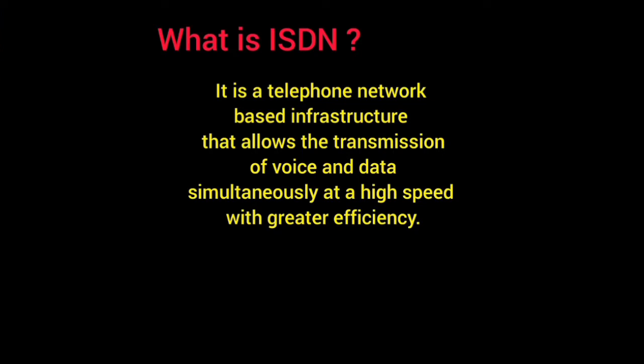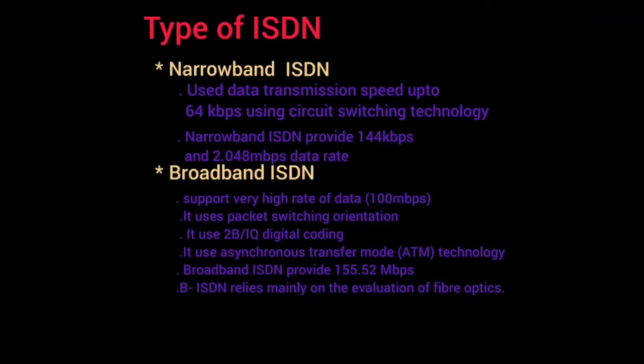What is ISDN? It is a telephone network based infrastructure that allows the transmission of voice and data simultaneously at high speed with greater efficiency. Types of ISDN: narrowband ISDN and broadband ISDN.